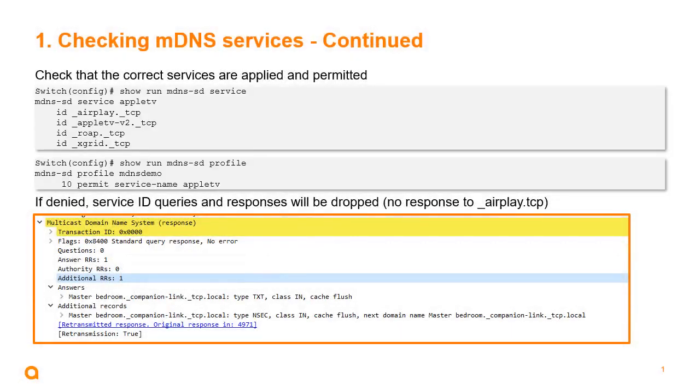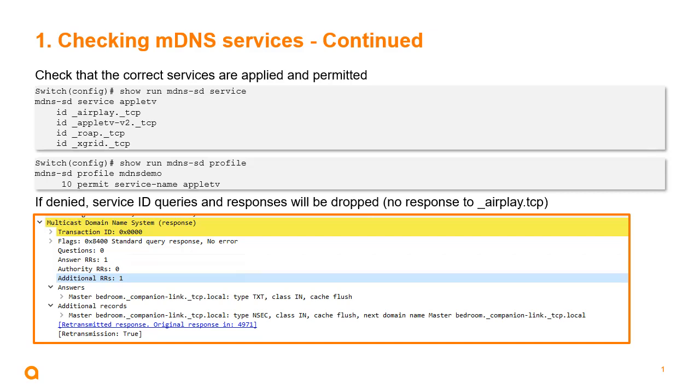Next, we want to make sure that the correct services are applied and permitted. So if we do a show running configuration mDNS SD service, we can see the mDNS service that we have configured, which is called Apple TV, and all the service IDs configured under that service: AirPlay, Apple TV V2, ROAP, and then XGrid.